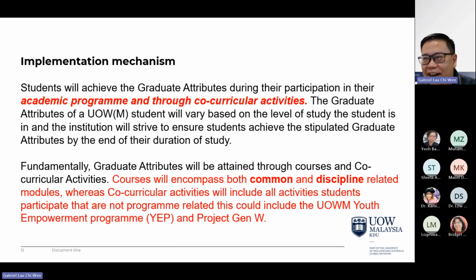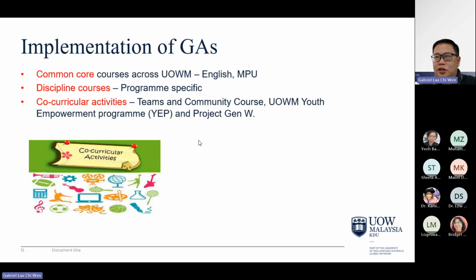Okay, very good. All right, so this is what we have covered, the implementation mechanism. So always take note, it is not only through academic programs, but also co-curricular activities that play a key role in students achieving their graduate attributes. Very important.